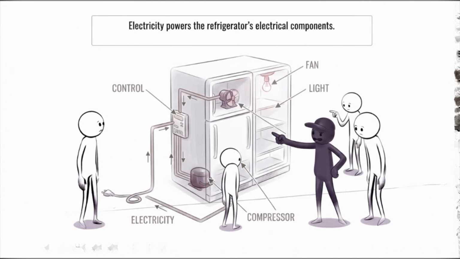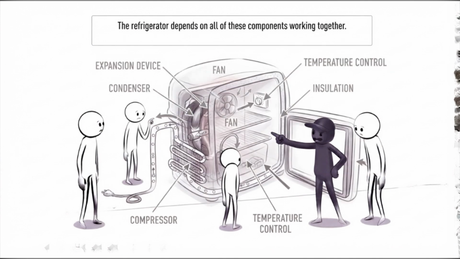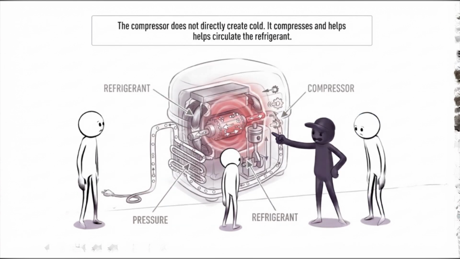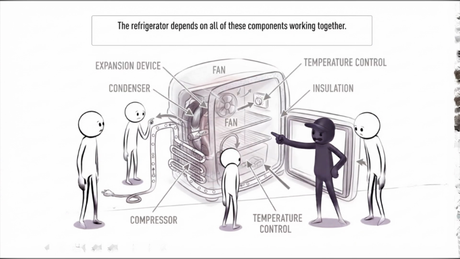The refrigerator also needs electricity to operate its electrical components. Electricity powers the compressor motor, fans, controls, lights, and other components depending on the model. The compressor is particularly important because the refrigeration cycle cannot continue without moving the refrigerant through the system. However, the compressor does not directly create the cooling effect by itself. Its main job is to compress and circulate the refrigerant. The cooling effect comes from the complete refrigeration cycle. This is why every major stage is important.